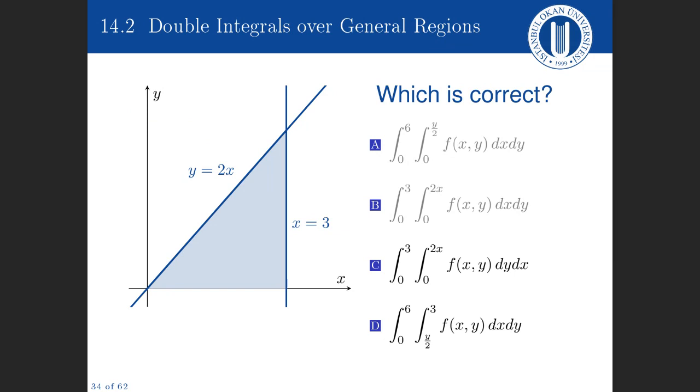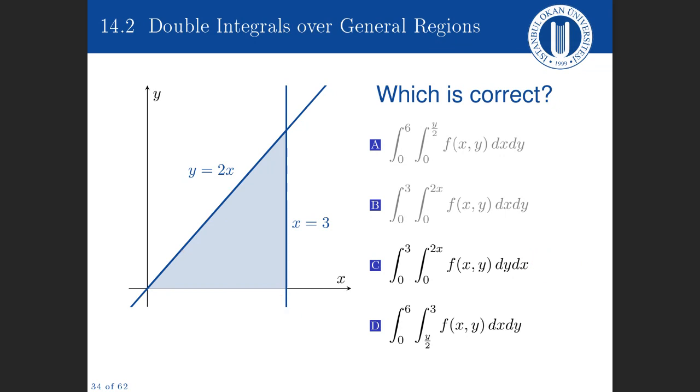Let's talk about C first of all. C says that x is between 0 and 3. Yes. For y, we draw a vertical line. Y is between 0 and 2x.